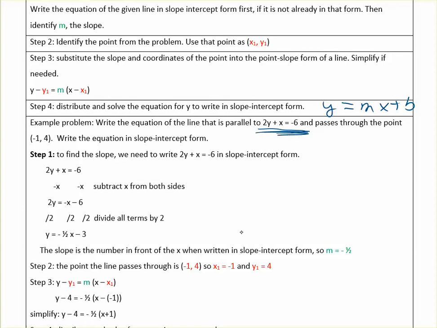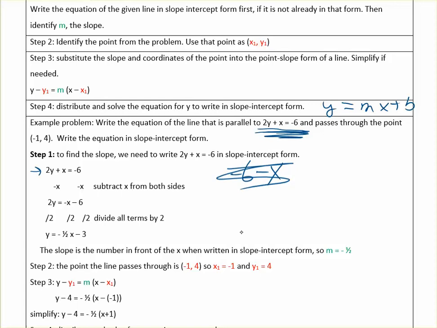This equation is not yet written in slope-intercept form. That might happen on any of these problems. If that happens, your first step is to find the slope by solving this for y, by writing this in slope-intercept form. This is what we're starting with. We need y equals, so we need to subtract the x from both sides because right now it's being added. Then you get 2y equals negative x minus 6. And the reason that I didn't write negative 6 minus x is because in slope-intercept form the x is first. So negative x minus 6 is getting me closer to writing this in slope-intercept form.